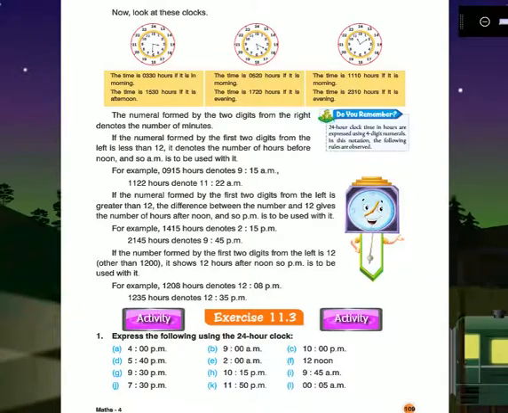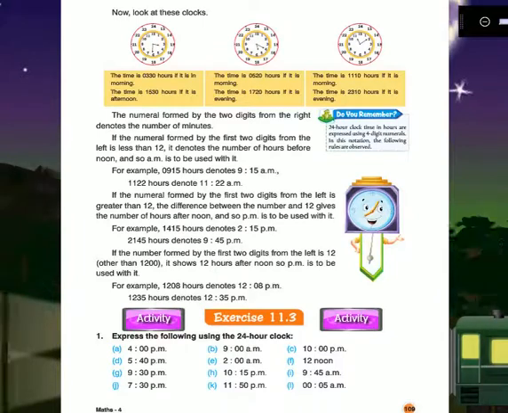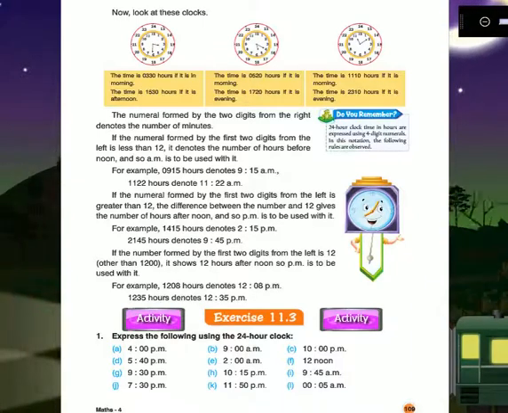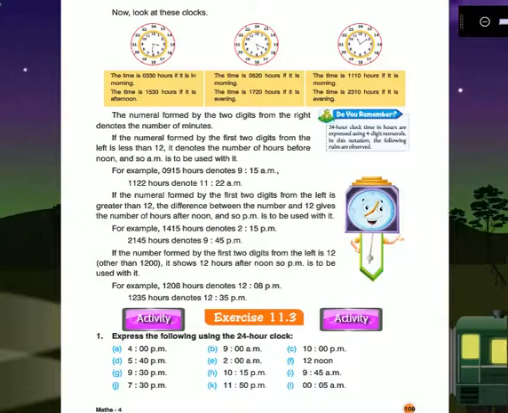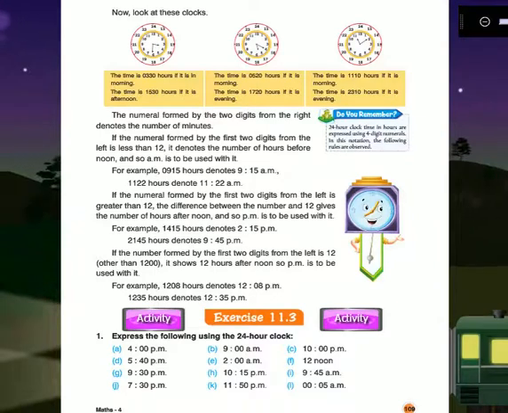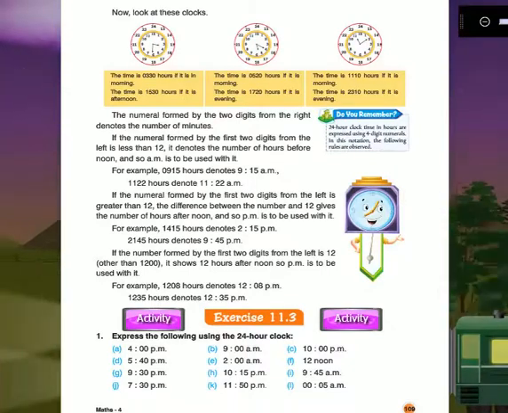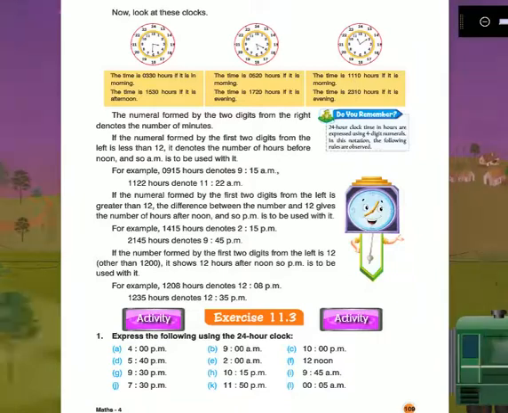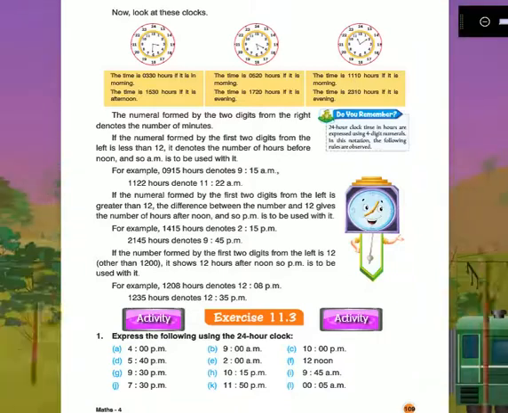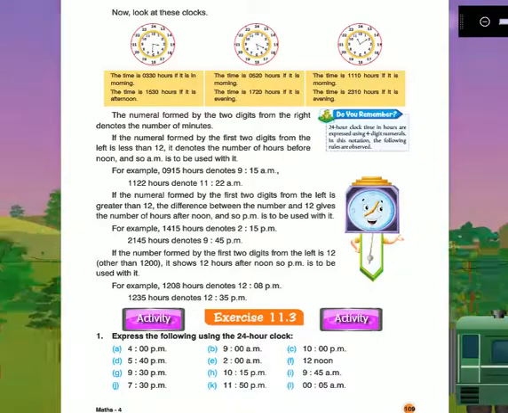If the number formed by the first 2 digits from the left is 12, other than 1200, it shows 12 hours after noon, so PM is to be used with it. For example, 12:08 hours denotes 12:08 p.m. 12:35 hours denotes 12:35 p.m.